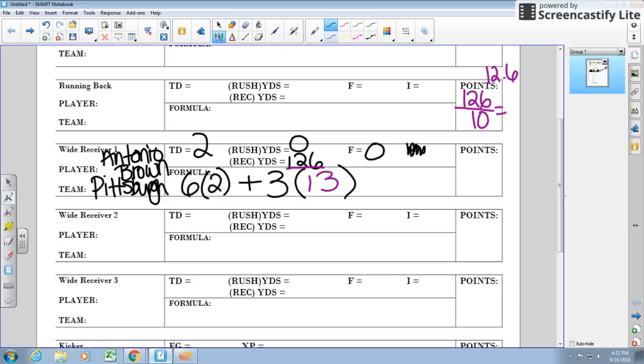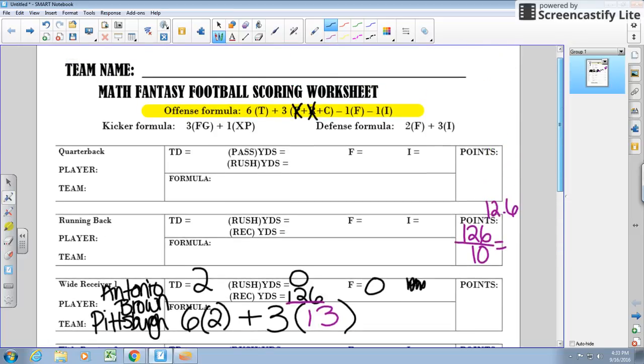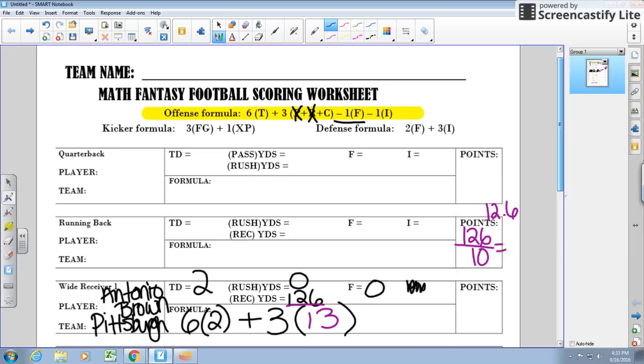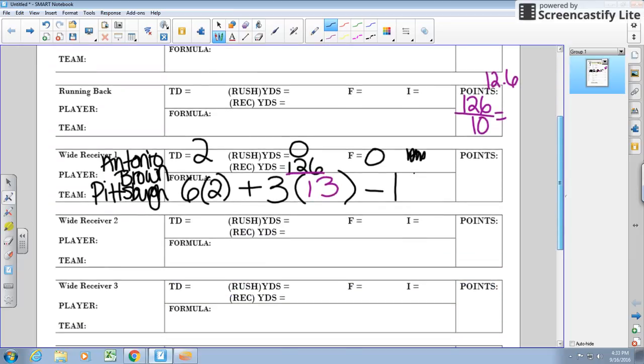Now, I can close my parentheses because he's done. That's it. Then, according to the formula, it says to subtract any of the fumbles or interceptions. Well, he didn't have any. So I could write this down, but what is 1 times 0? It's 0. So it's not going to affect my answer, so I can erase it.